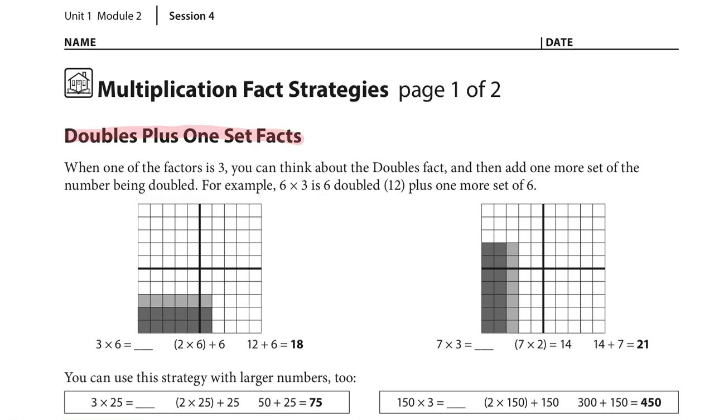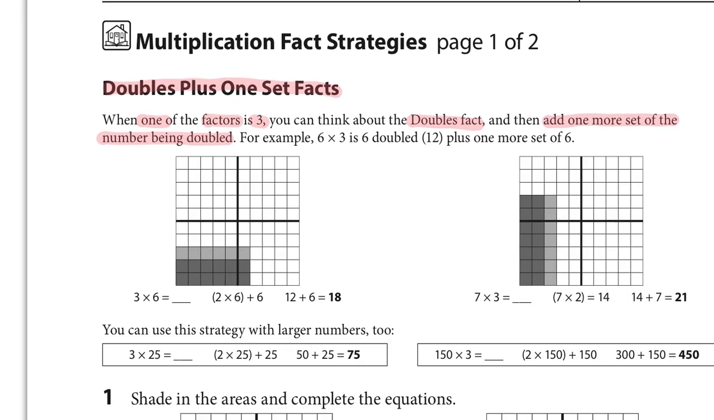So when we're thinking about this, notice it says when one of the factors is 3, you can think about the doubles fact and then add one more set of the number being doubled. And they give you a good example, and it's down below. And I'd like to work it with you, okay?